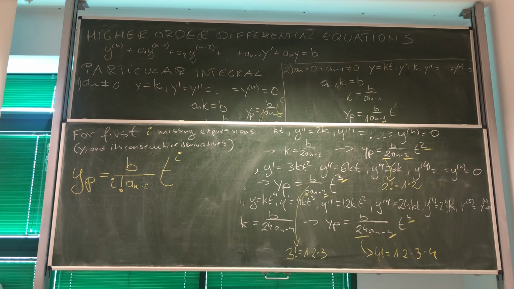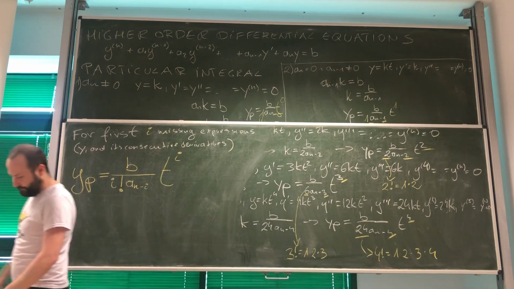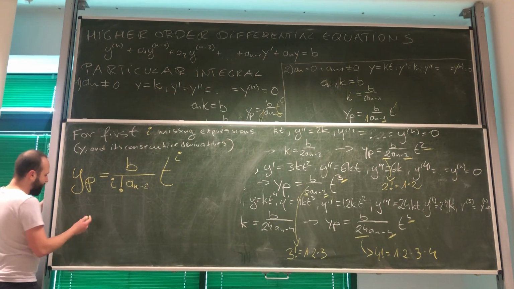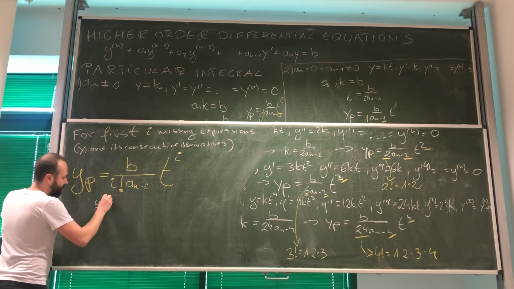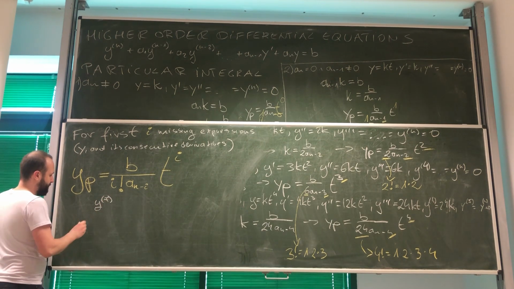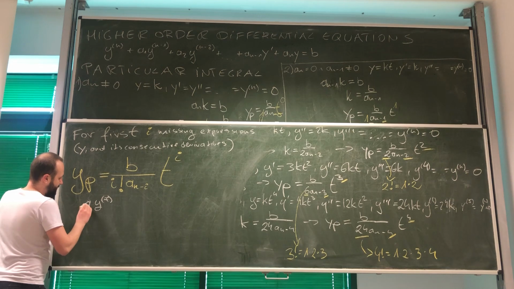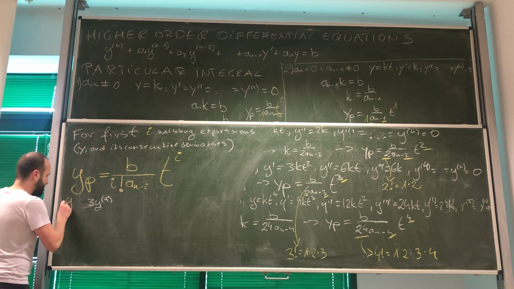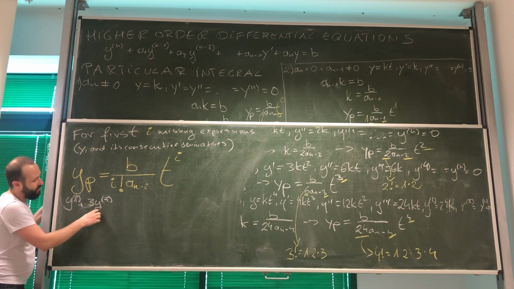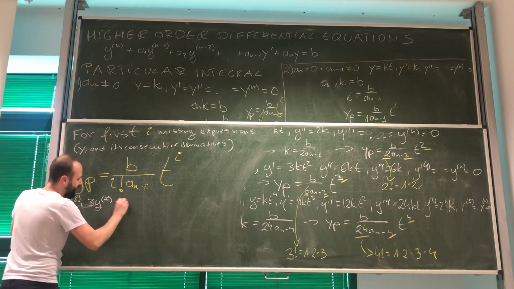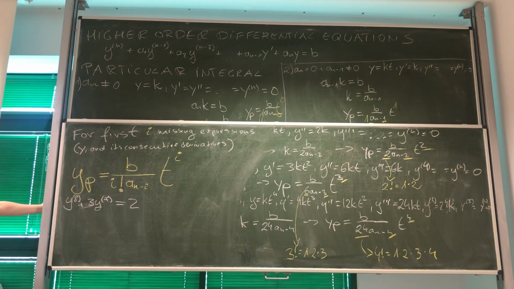So look, you can clearly see that if, for example, we would have a differential equation that looks like this, let's just say, for simplicity, the eighth derivative of y plus 3y times the 7th derivative equals 2. What is going to be the particular integral in this case?